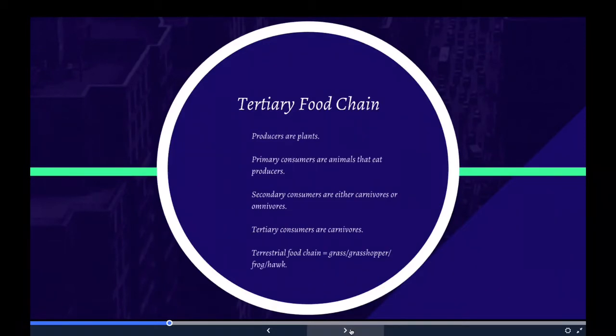Primary consumers are animals that eat primary producers. They are also called herbivores, which are plant eaters. Secondary consumers can be classified into one of two groups: carnivores, or meat eaters, and omnivores, which are plant and meat eaters. A tertiary consumer is a carnivore at the topmost level in a food chain that feeds on other carnivores, an animal that feeds only on secondary consumers.